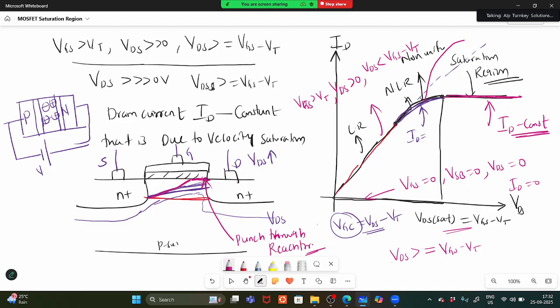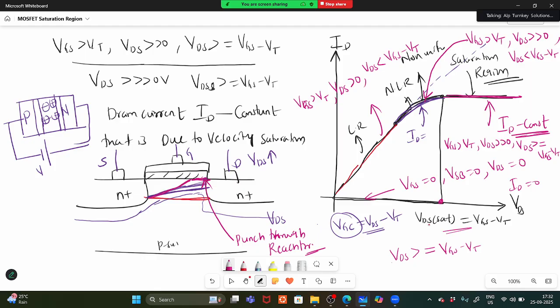And what is the non-linear region? VGS is greater than VT, channel formation, VDS is a larger value, and VDS is less than VGS minus VT. What is the saturation region? VGS is greater than VT, VDS is a larger value, and VDS is greater than or equal to VGS minus VT. This is the pinch off point.